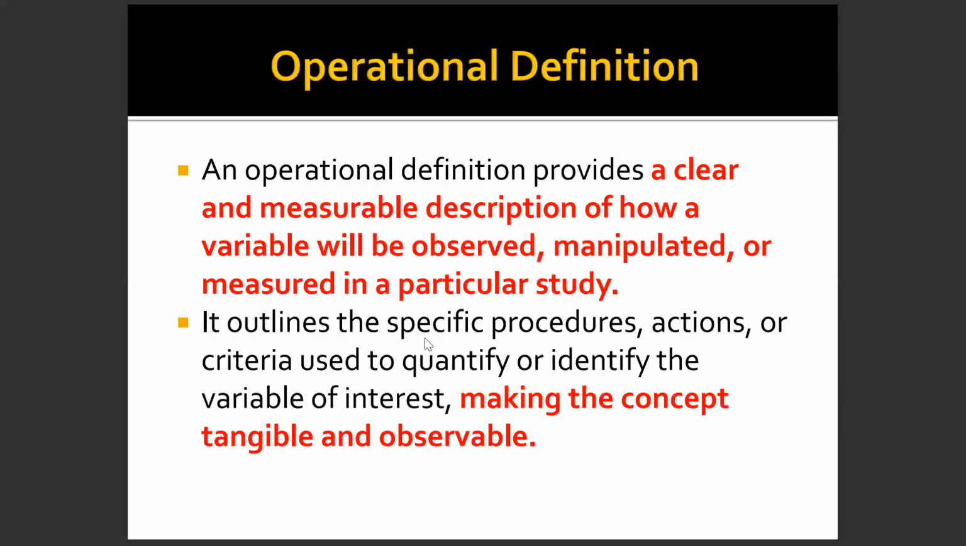On the other hand, we talk about operational definition. It provides a clear and measurable description of how a variable will be observed, manipulated, or measured in a particular study. It outlines the specific procedures, actions, or criteria used to quantify or identify the variables of interest, making the concept tangible and observable. When we talked earlier about conceptual definition, it's general, it's broad, it's abstract. About operational definition, it must be tangible, it must be concrete, and at the same time observable.